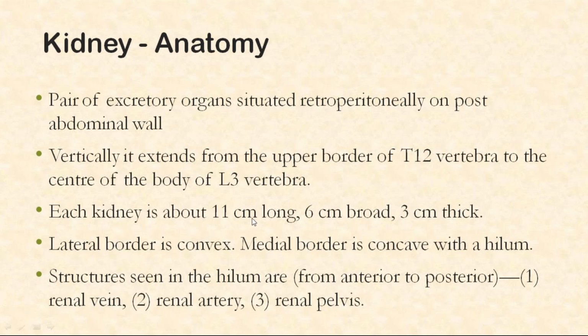Each kidney is about 11 centimeters long, 6 centimeters broad, and 3 centimeters thick. The lateral border is convex, whereas the medial border is concave with the hilum. And mostly on the right kidney, there will be a hump, that is called the dromedary hump. This is not much important for you, but just remember there will be a hump located over the right kidney.